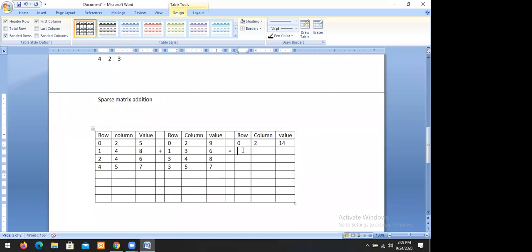Then we go for the next row. So rows are equal. When rows are equal, then compare the columns. When columns are not equal, then we move the lowest column number to the resultant matrix. So 1 and 3. What is the lowest column? 3 is the higher one. And what is the value? 8. Then you go for the next.